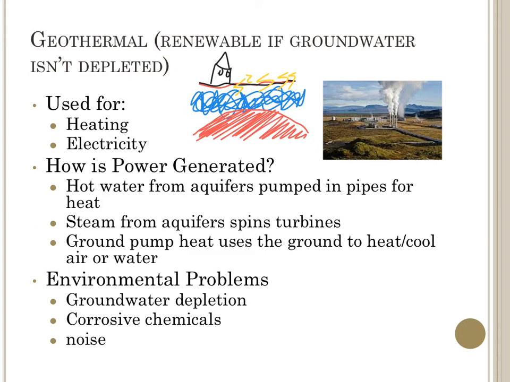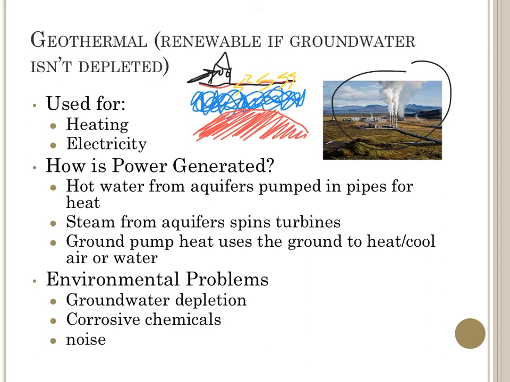So we can take that hot water and pump it up into homes, into pipes in the walls, and it can actually heat a house. Some places in Paris do this. We can also take this steam and spin turbines. This is a power plant that uses geothermal energy. Just the steam from underground spins turbines.